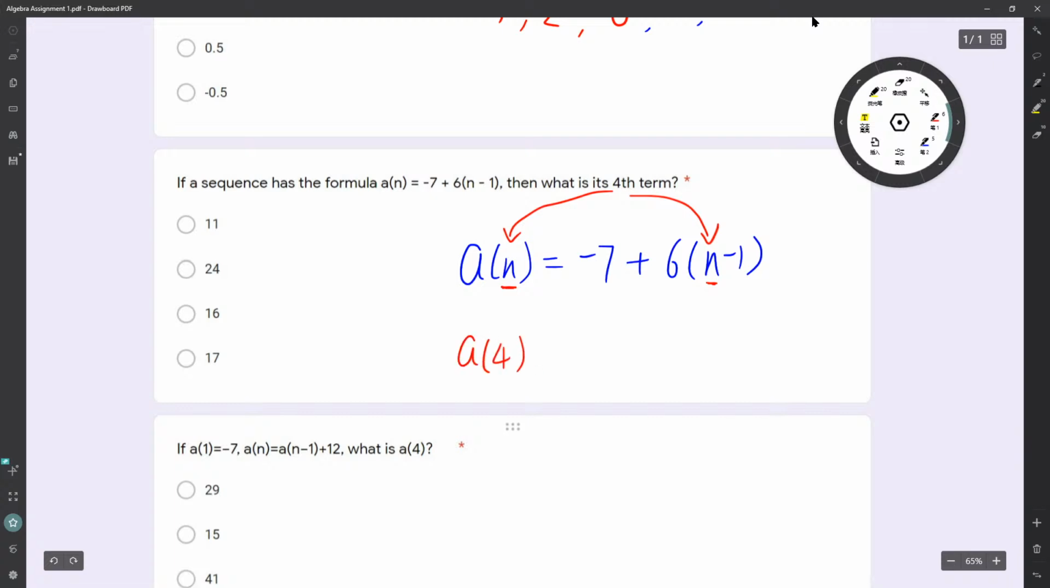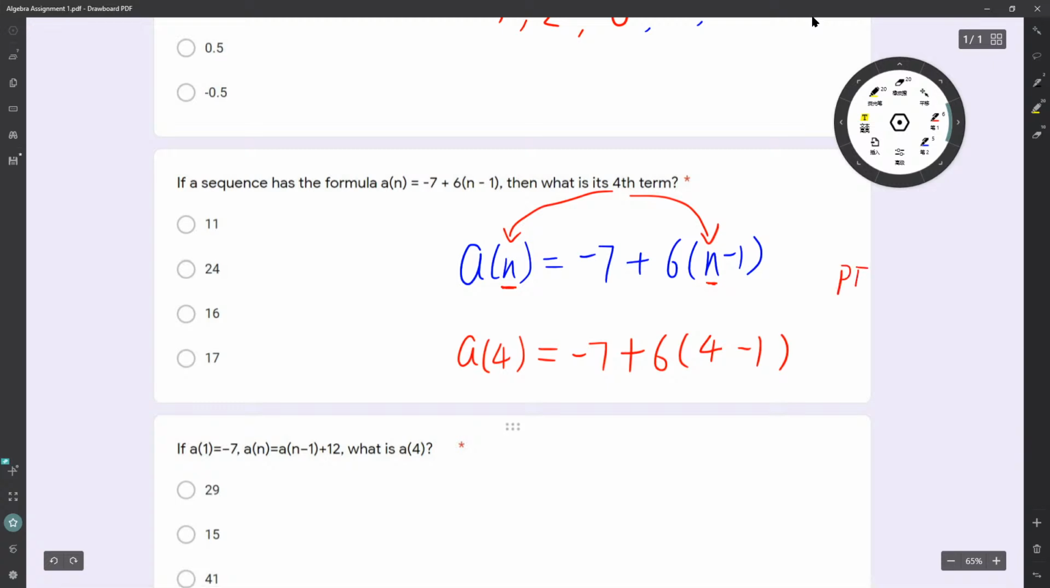If we do that, that means the fourth term equals -7 plus 6 times (4 subtract 1). We use 4 to replace n every time there's an n. And you can see the fourth term equals this. And we just need to do the calculation here. So I hope you still remember the PEMDAS.